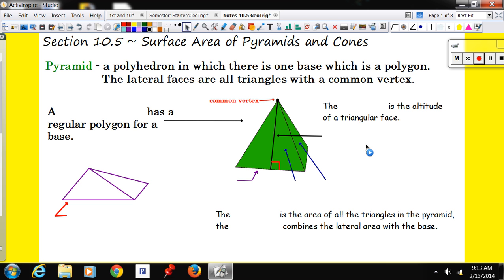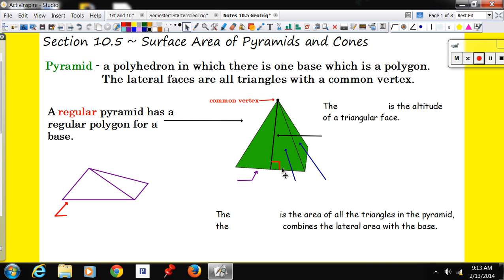A regular pyramid has a regular polygon for a base. That's why we call it a regular pyramid, because the bottom shape has all equal sides. That's what regular means. They're all equal. So this pyramid in green right here is a square pyramid because it's got a square for the base. You might have a hexagonal pyramid or a pentagonal pyramid or whatever. So you have different kinds, but a regular one has a regular polygon for a base.